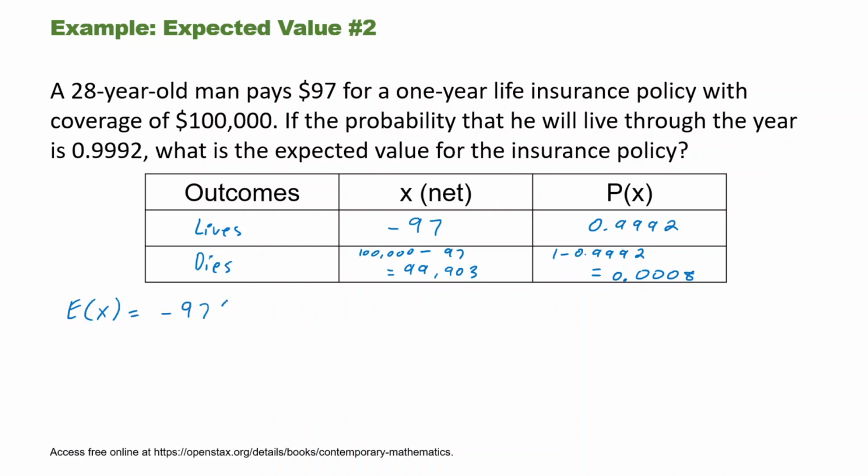So our expected value in this scenario would be E of X equals negative 97 times 0.9992 plus 99,903 times 0.0008. And the end result of that calculation would be negative $17.